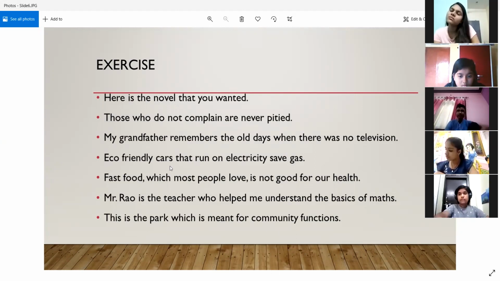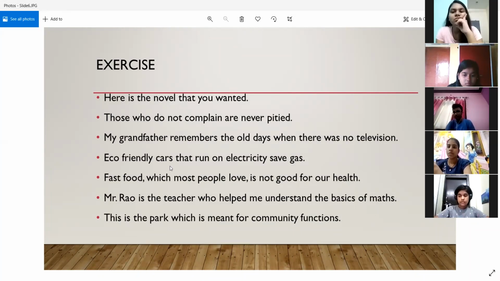So the questions will be different. The first question would have been, what saves gas? So the answer would have been eco-friendly cars that run on electricity. So over there, the question what was answered. But over here, the question will be, which eco-friendly cars save gas? So a special type of eco-friendly cars is being questioned, right? Which eco-friendly cars are doing that?